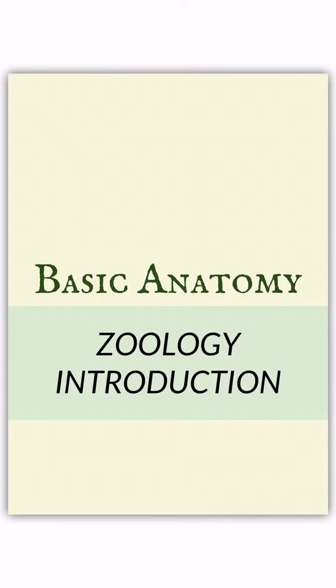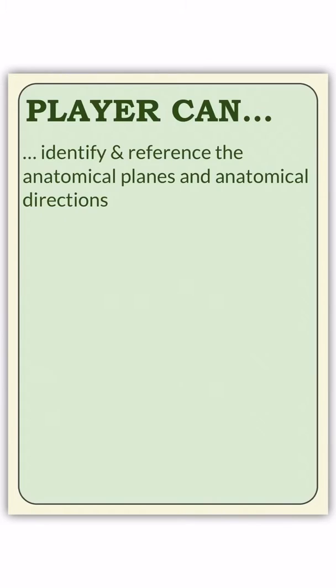So before we can study our first animals, we need to establish some basic anatomy terms. We'll be using some commonly established terms for planes and directions that will help a lot when we're going through our procedures, and also when comparing one animal group with another. So when you're done with this lesson, you should be able to identify and reference the anatomical planes and anatomical directions.